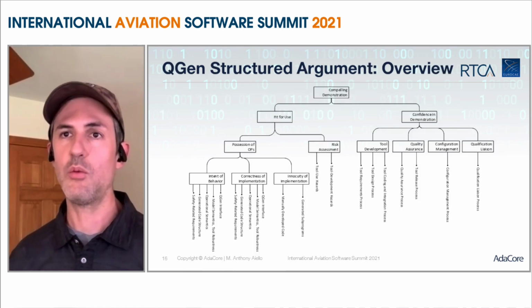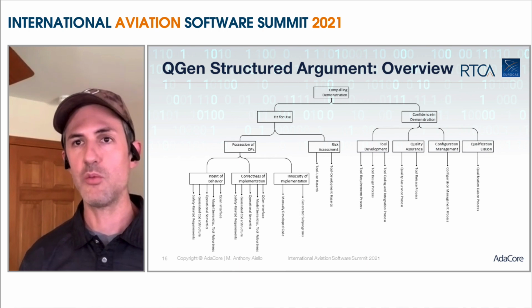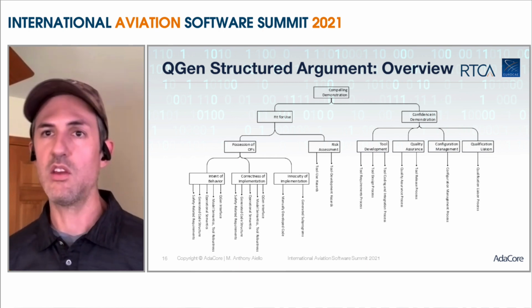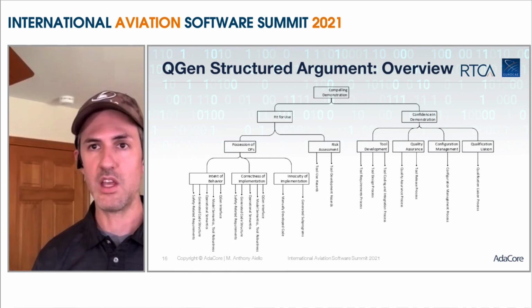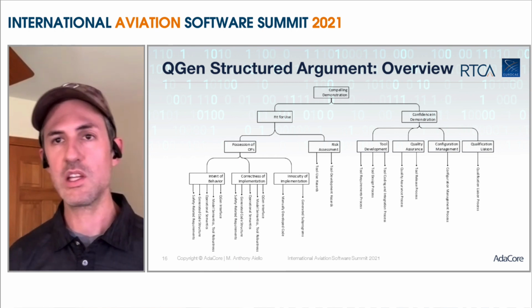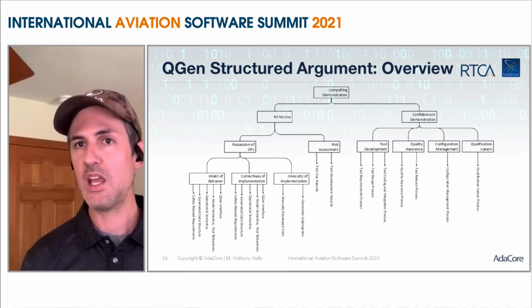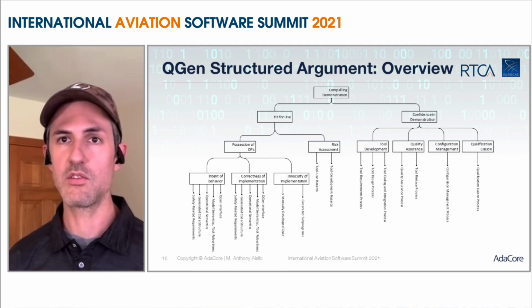So we've now looked at this complete overview of the QGen structured arguments. And this is the content of what we're building to support our qualification. What I'd like to do now is talk briefly about the mechanics of how we're recording the argument.